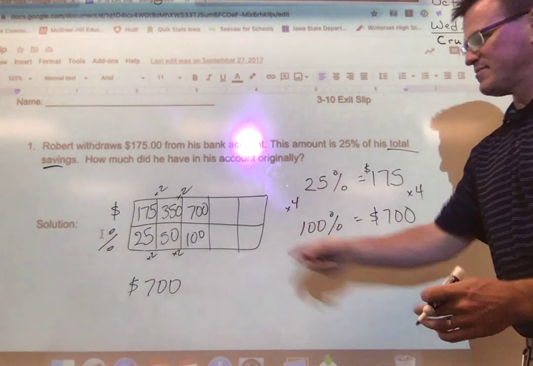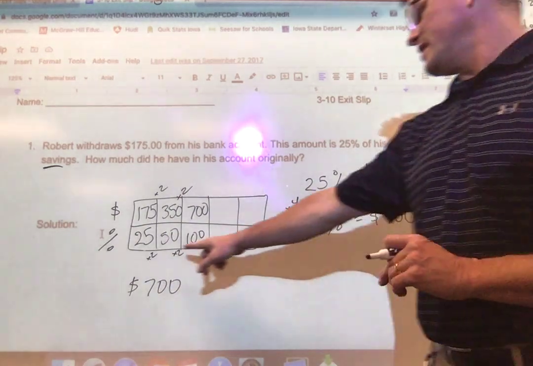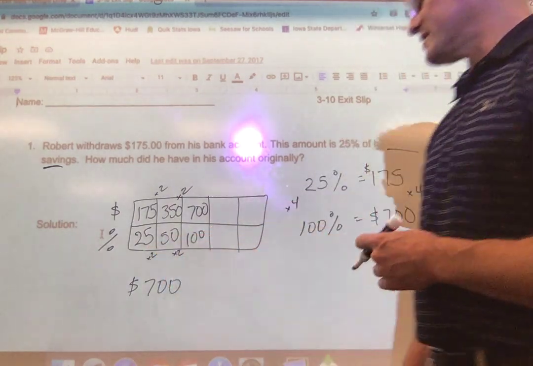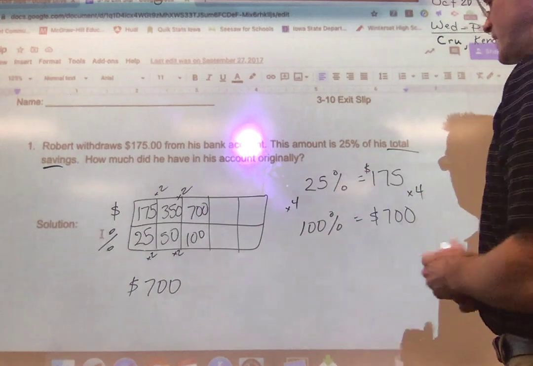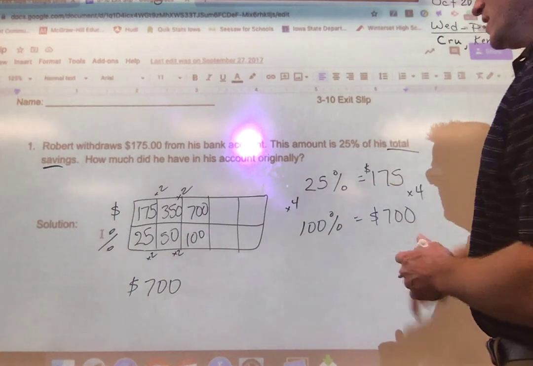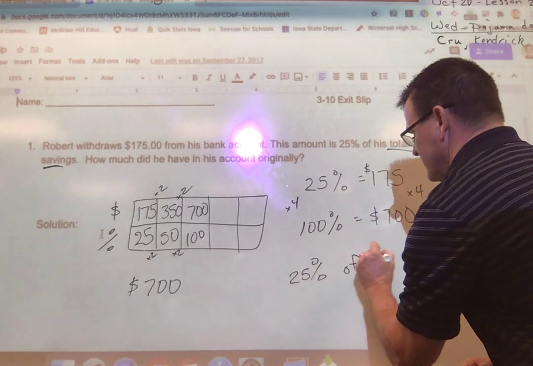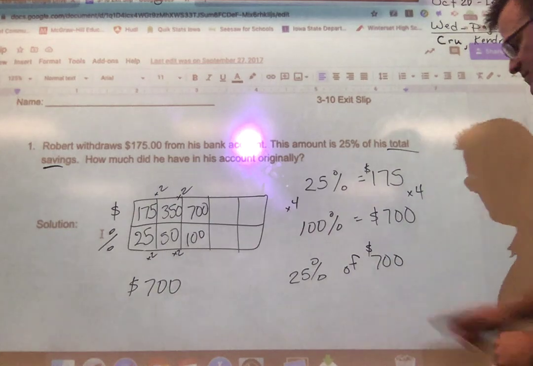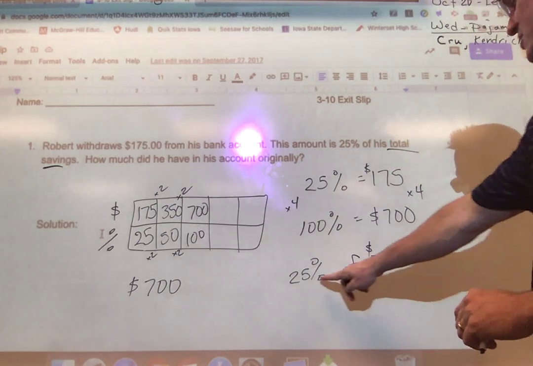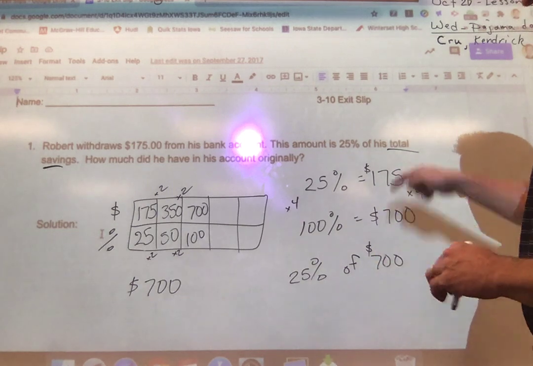Again, it's the same type of thinking. I just didn't do it with the ratio rate table, and I did it in one step. Could have done it in one step here as well by taking times 4, like I said earlier. So I now found his total money. If I want to know if this is right, I can think a different way. What is 25% of his total? 25% of, and I know of can mean multiply, so I'm just checking my answer here. 25% of $700 should be 175.